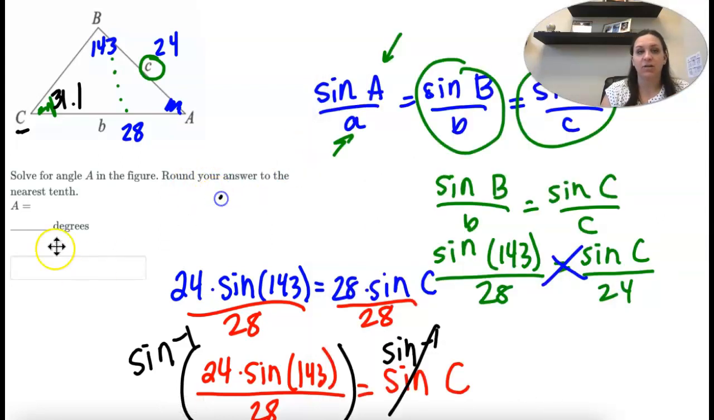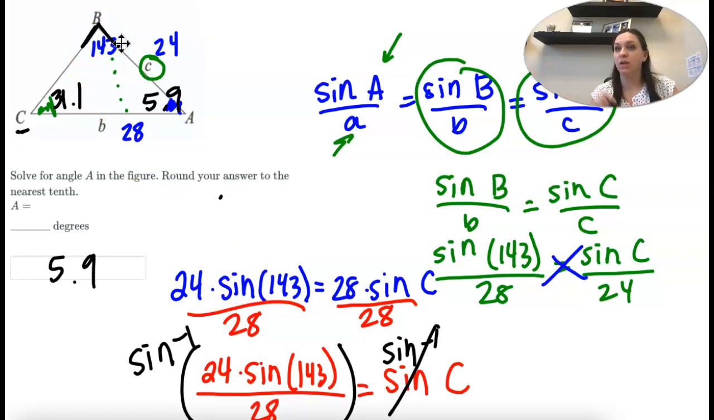5.9. That's a tiny angle. Remember that these are not drawn to scale. Like that angle is definitely not 143. That'd be a really big obtuse angle.